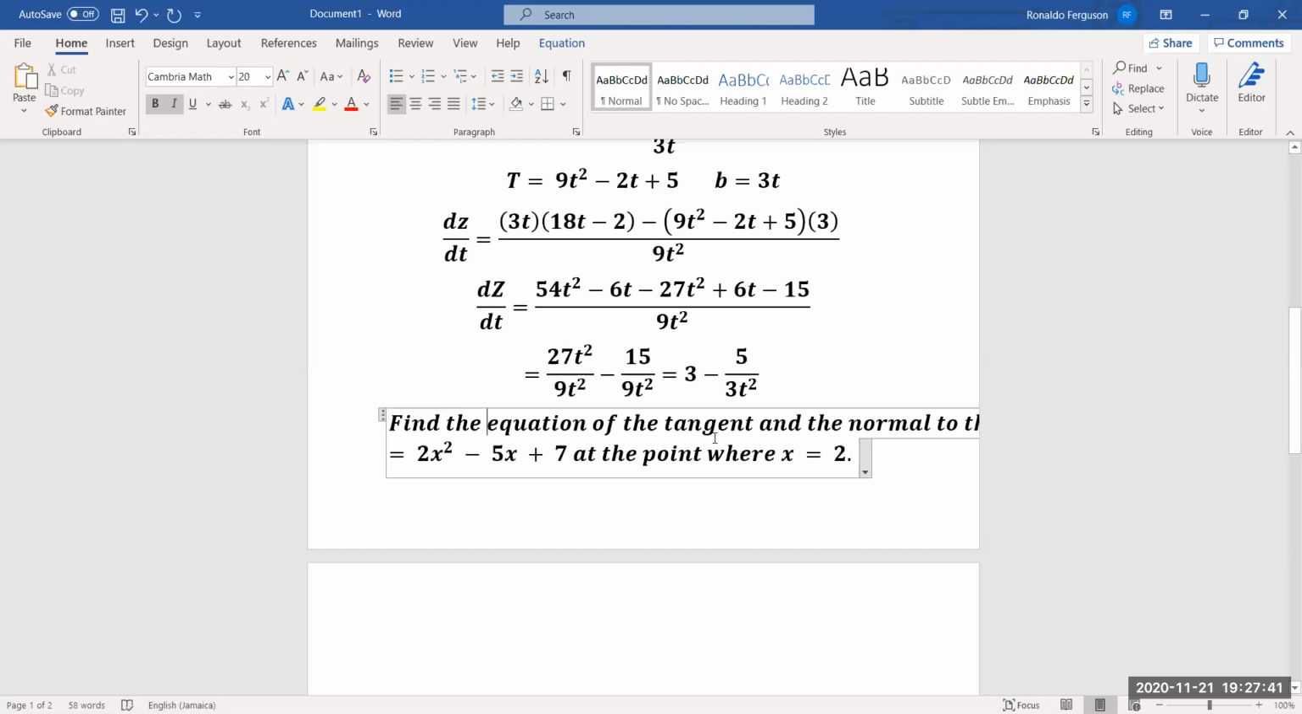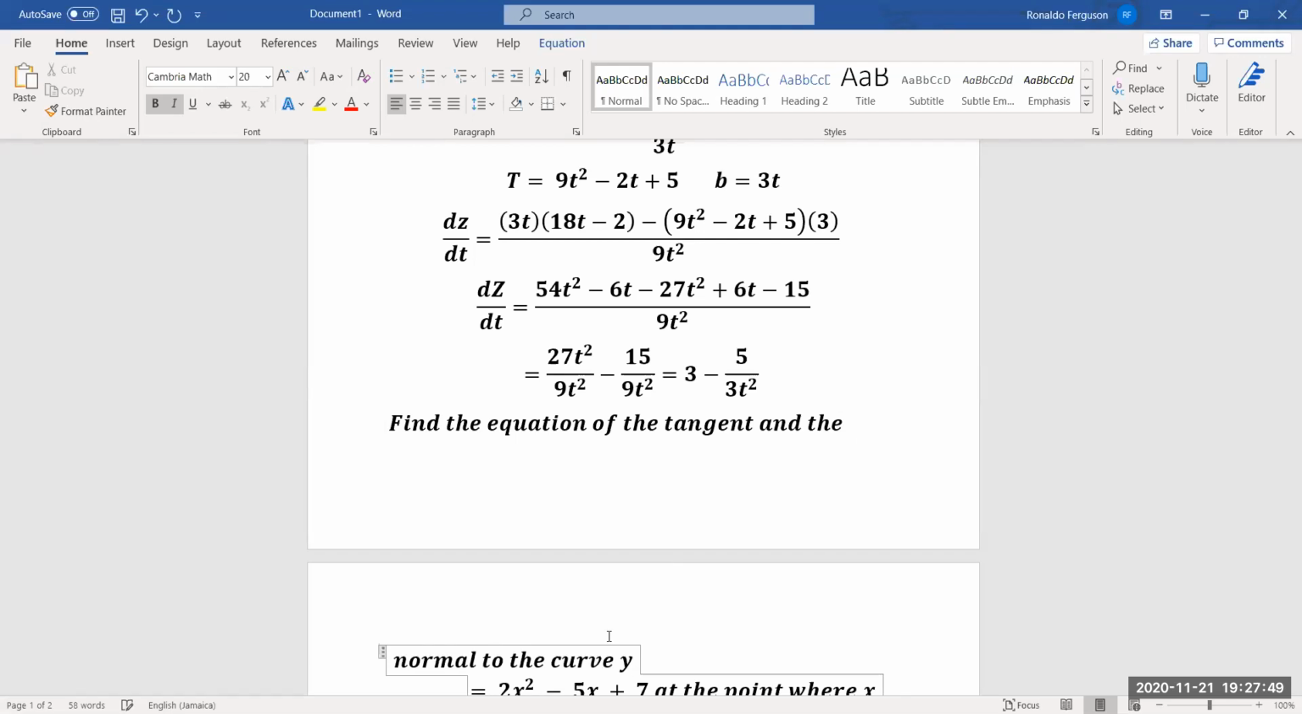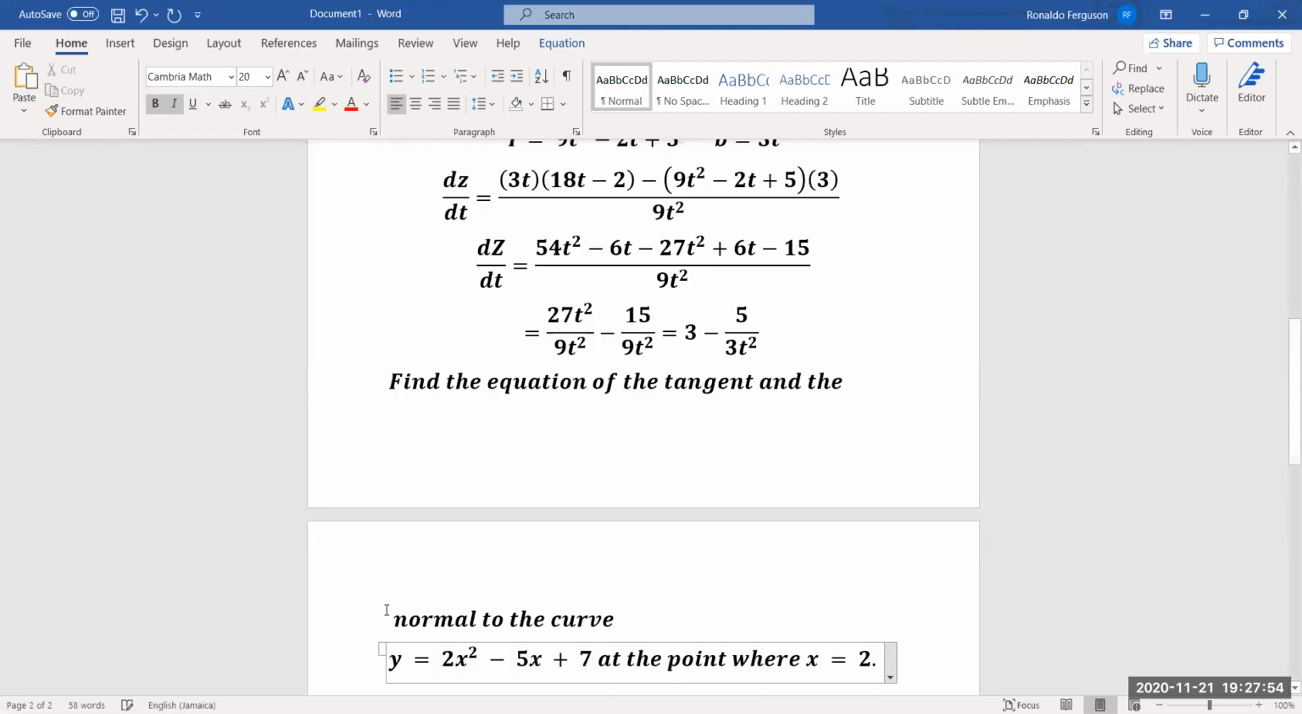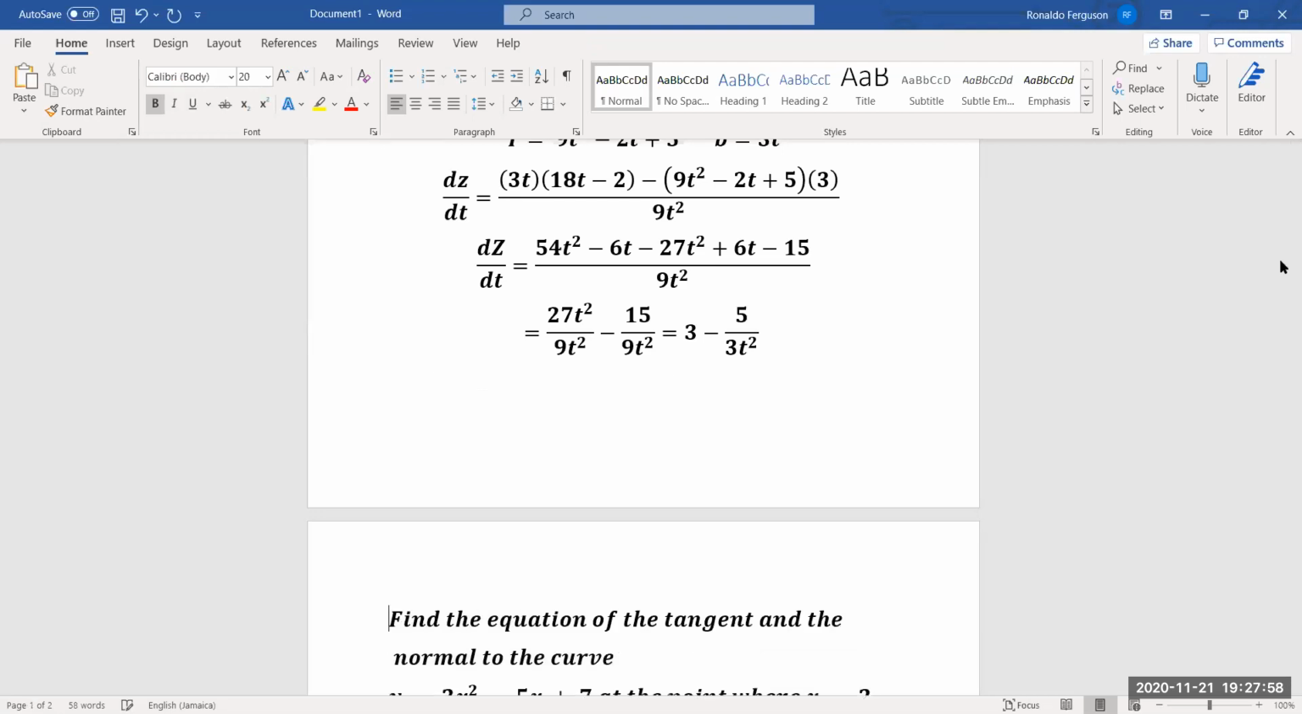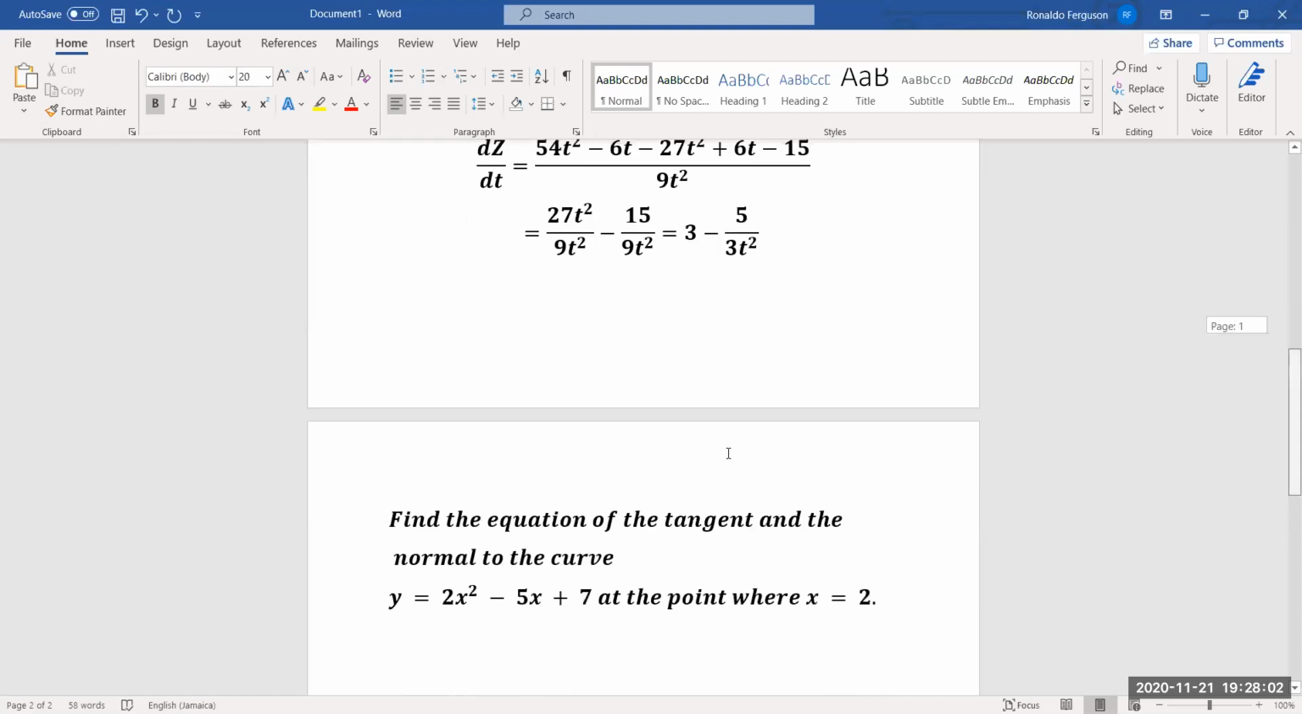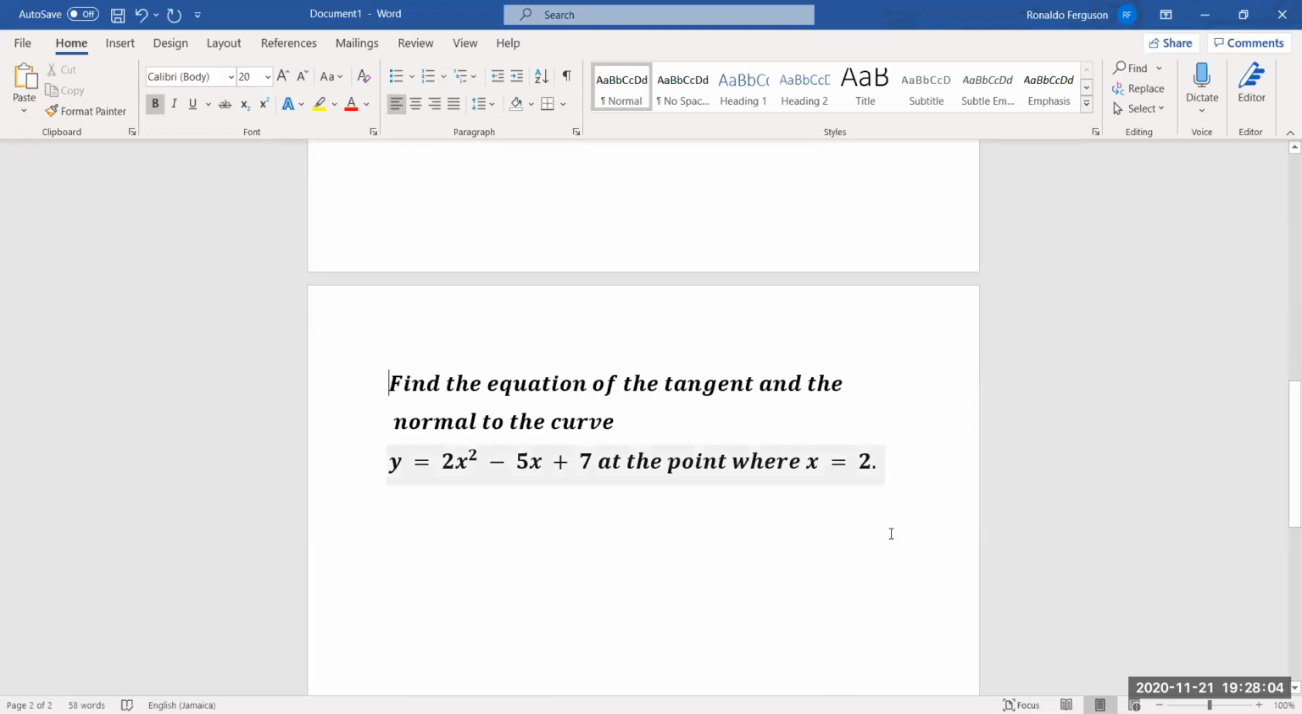All right, so it says find the equation of the tangent and the normal to the curve y equal to 2x squared minus 5x plus 7 at the point where x is equal to 2. So we need to find the equation of the tangent and the normal.